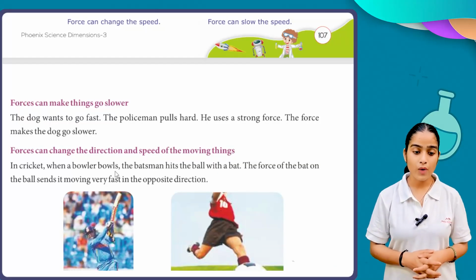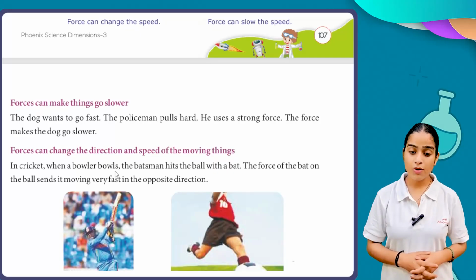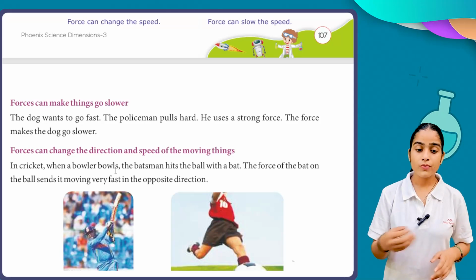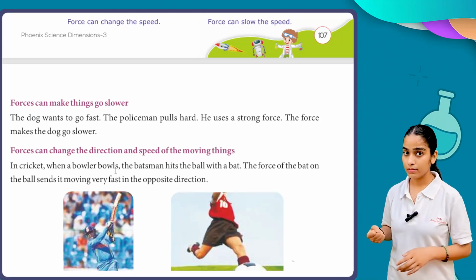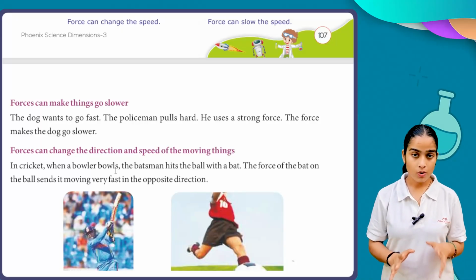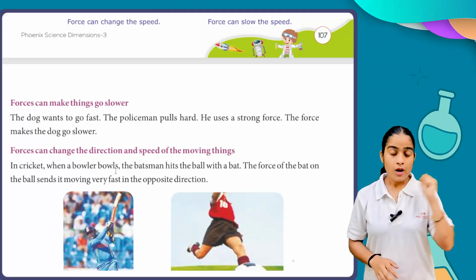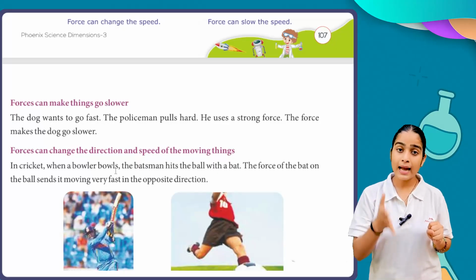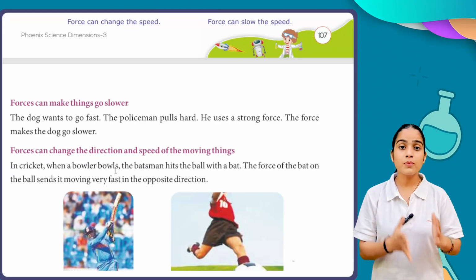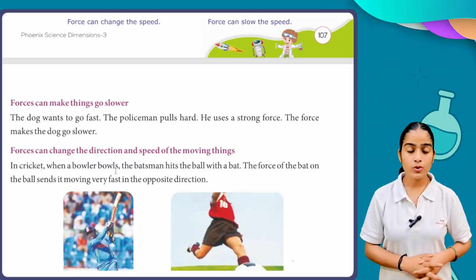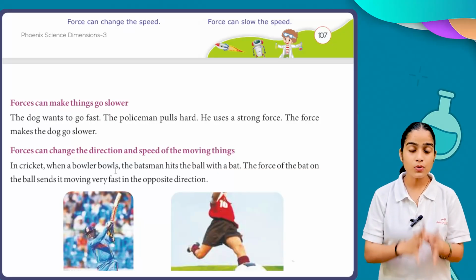Next, force can make things go slower. The dog wants to go fast. The policeman pulls hard. He uses a strong force. The force makes the dog go slower. So what we understand here is, if we want your dog to move slower, we can pull your dog. Force can make things go slower. When you pull the dog, it will understand, and we also stop the force, and it will result in slower movement of your dog. So it means force can make things go slower.